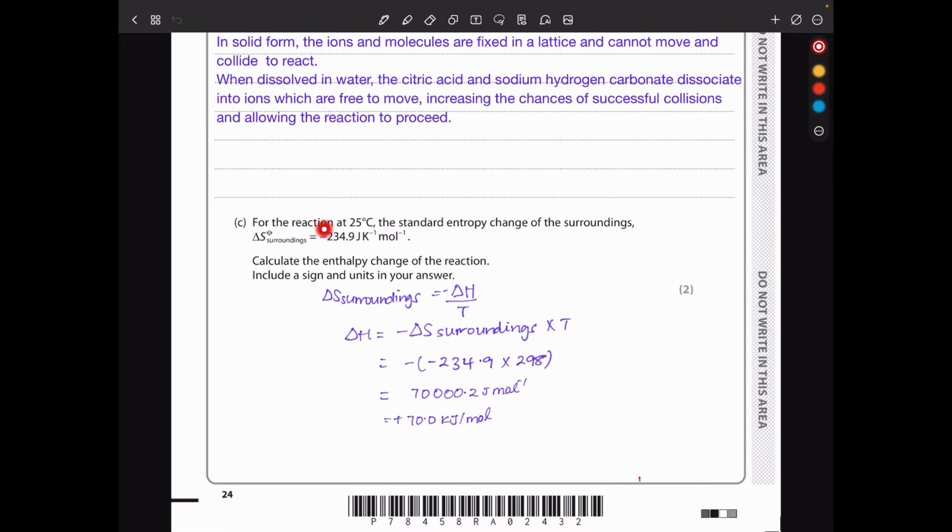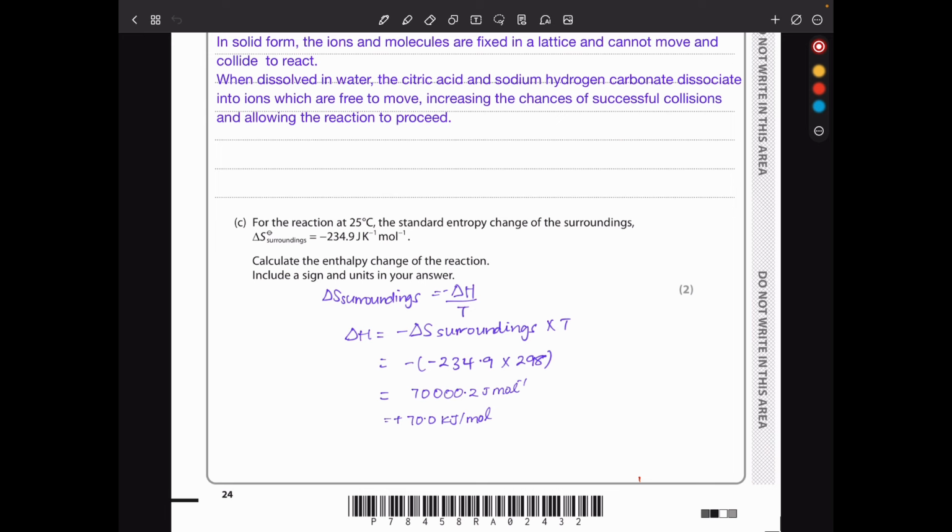Then in part C, for the reaction at 25 degrees Celsius, the standard entropy change of surroundings is that. Calculate the enthalpy change of the reaction, include a sign and units in your answer. The entropy change of the surroundings equals negative delta H over T.